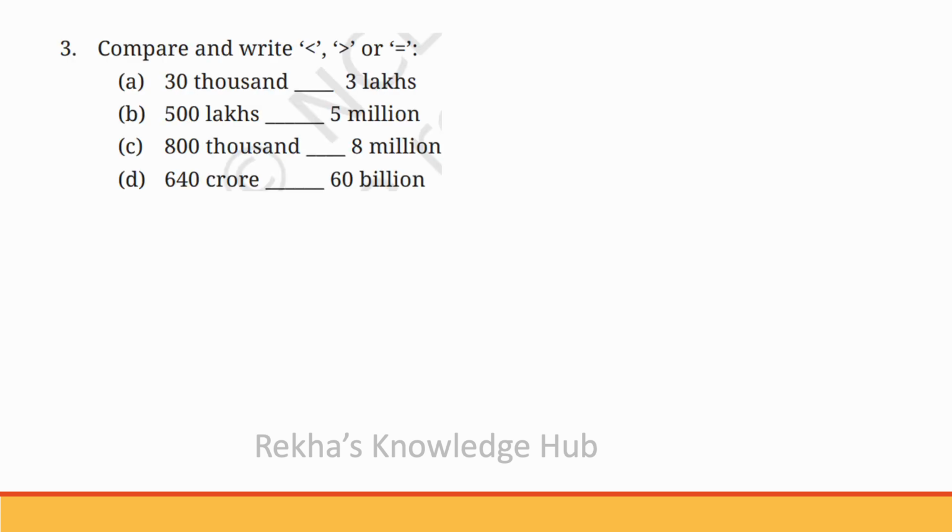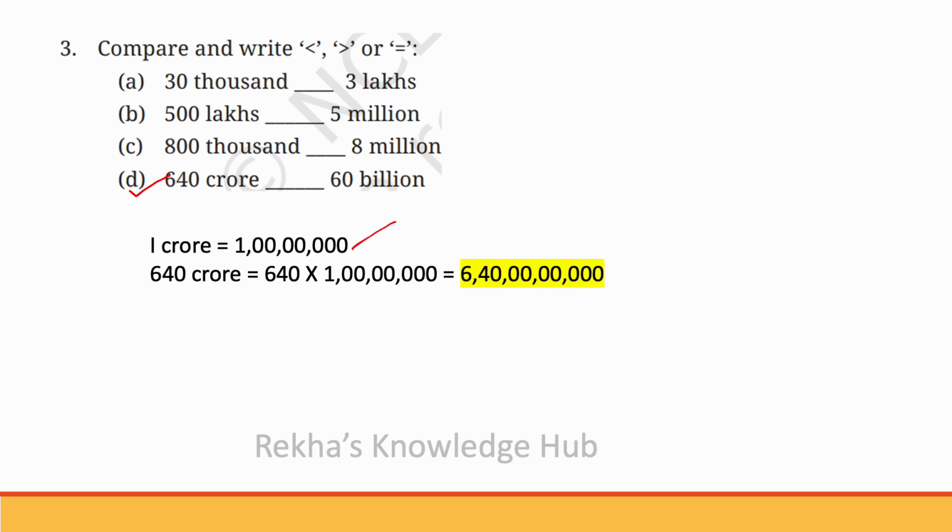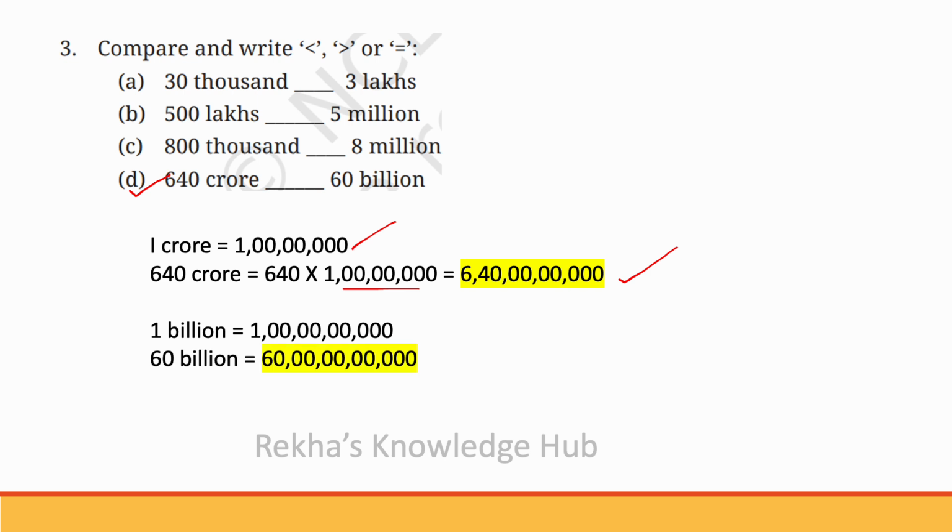Compare 640 crore and 60 billion. See, 1 crore is like this. So, 640 crore is 640 into 1 crore. This is 640 crore. 1 billion. 60 billion is 60 into 1 billion. We can write like this. So, 640 crore is less than 60 billion.